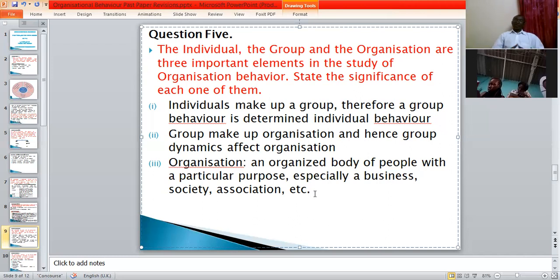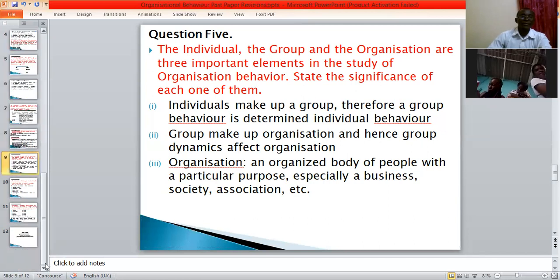Yes. That is the best way to approach it. Unless if there's a question. Just come again, sir, on organization. Okay. Organizations make up organizations. An organized body of people with a particular purpose. That is an organization also.